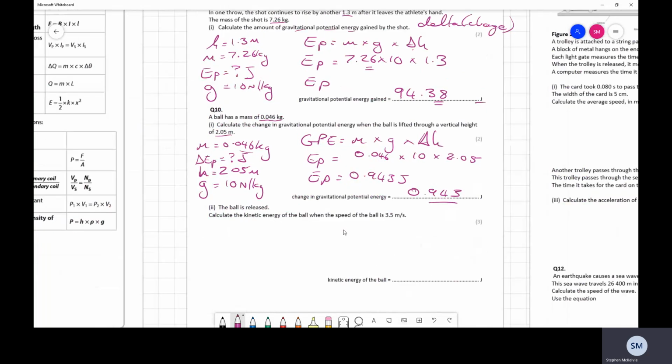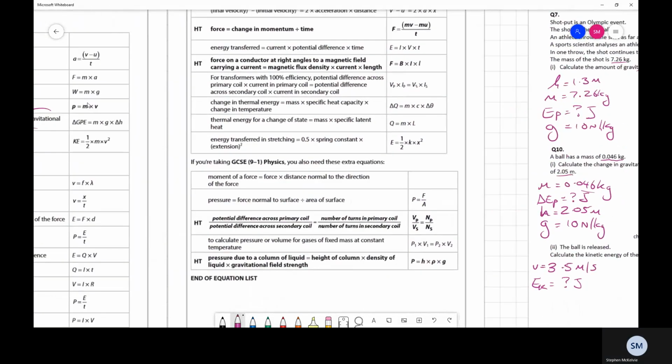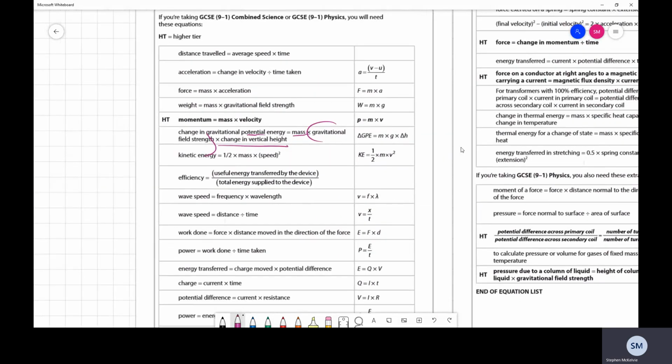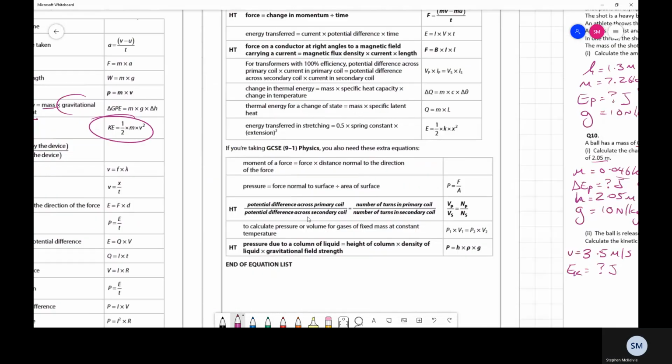The ball is released. Calculate the kinetic energy of the ball when the speed of the ball is 3.5 meters per second. Now, it's going in one direction because I'm throwing it, so I'm going to say that's my velocity. And it's asking me to find the kinetic energy. But sir, how do we do that? We only have one number. Well, let's have a look at what the equation for kinetic energy actually is. And there it is. Kinetic energy is equal to 1/2 the mass times the speed squared. K is equal to 1/2 mv squared.